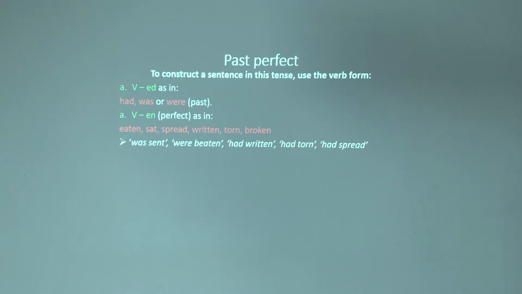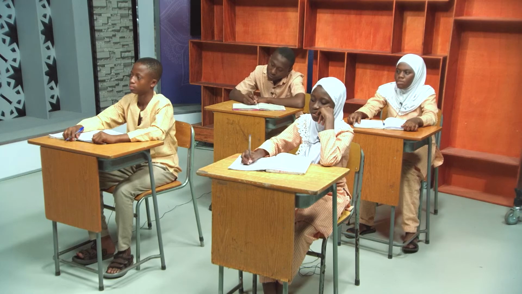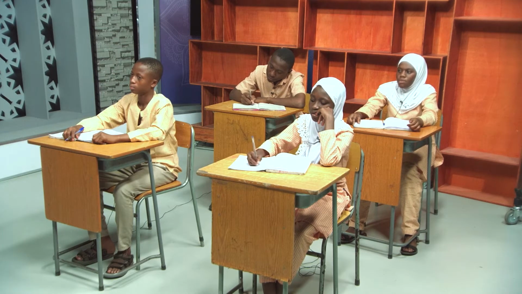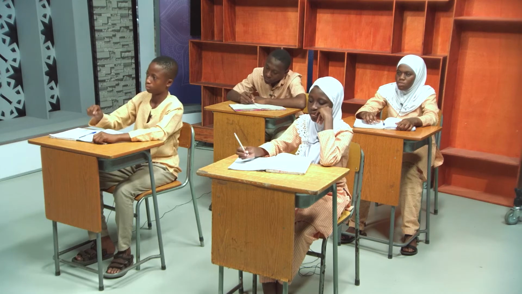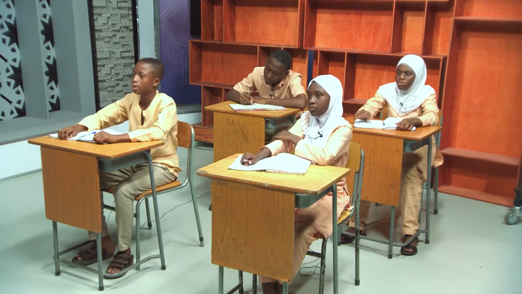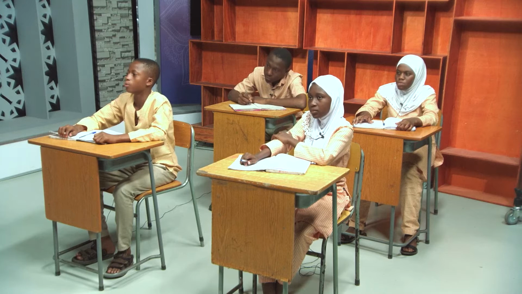Let's construct a sentence in the past perfect form by combining the two forms we've identified up there. I'll take two sentences from you and then we'll continue. Yes, if you are ready, put up your hand and then you give me your sentence. Yes, Nazir. The boys were beaten by the teacher.